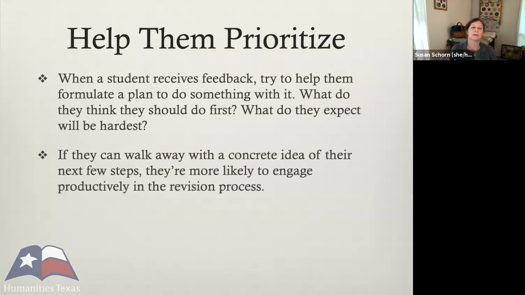Okay, so finally, help them prioritize. When a student gets feedback from you or from a peer, try to help them make a plan to do something with it. This is a skill that they can take forward with them into other situations as well. So what do they think they should do first? What do they think will be hardest? What do they think they might want help with? If they can walk away with some concrete sense of what they're going to do, then they're much more likely to engage productively in the revision process.